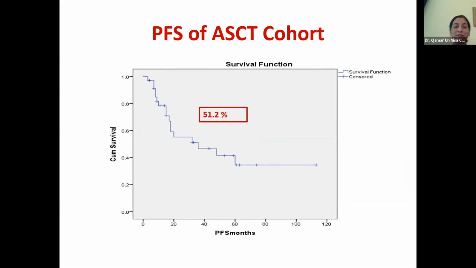So the last slide is of the progression-free survival, and the follow-up is short. But we still have an advantage, with progression-free survival of 51.2% in the transplant arm.